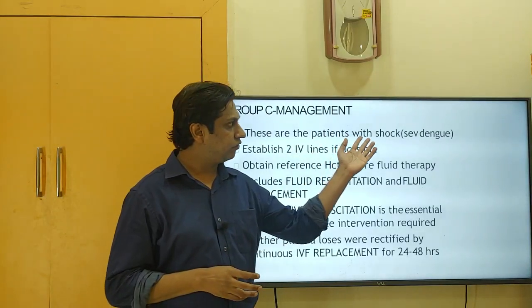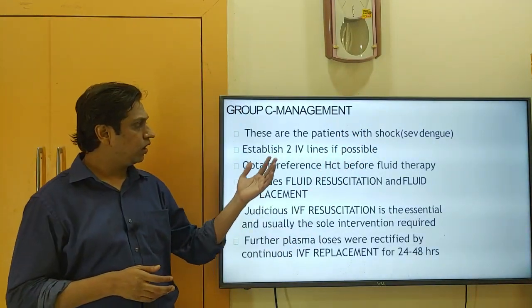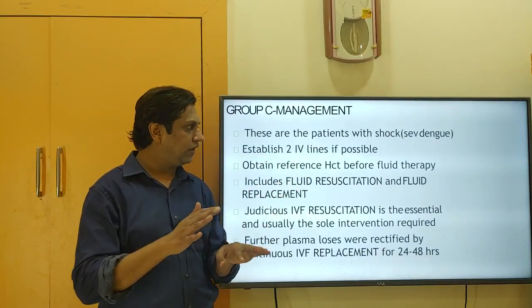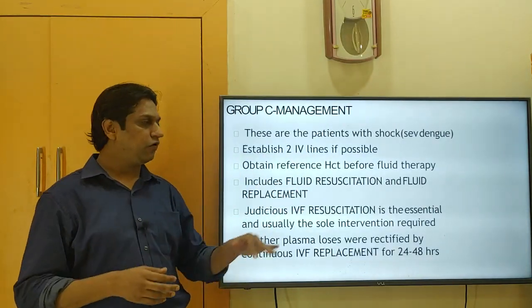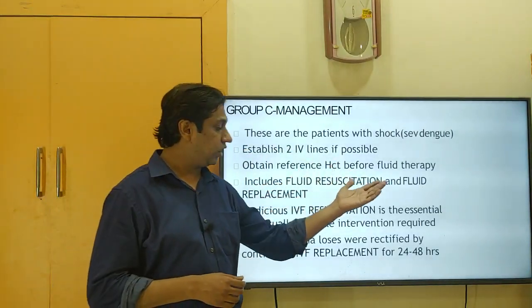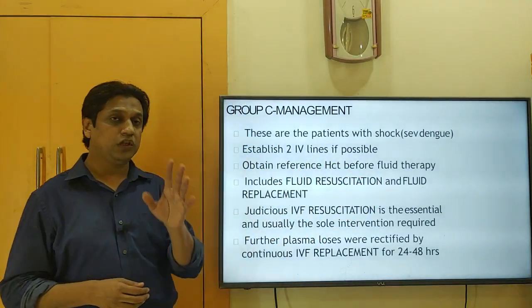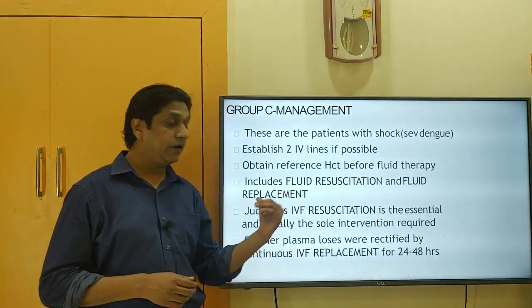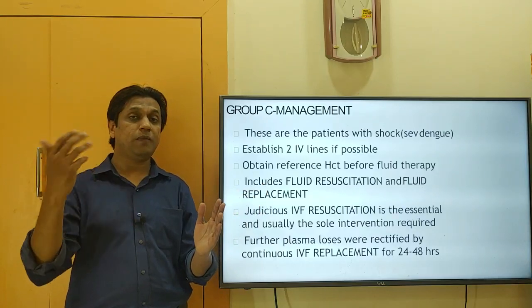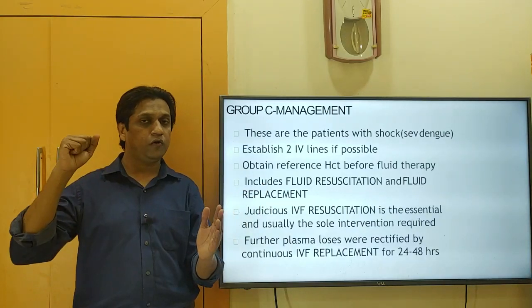So in these patients with severe degree of shock, most likely we have to establish 2 IV lines if possible, and again we have to see the hematocrit level. Remember, hematocrit level is very important for the fluid therapy. So here it includes 2 things: fluid resuscitation and fluid replacement. The 2 things are different. For group B, we generally do fluid replacement.